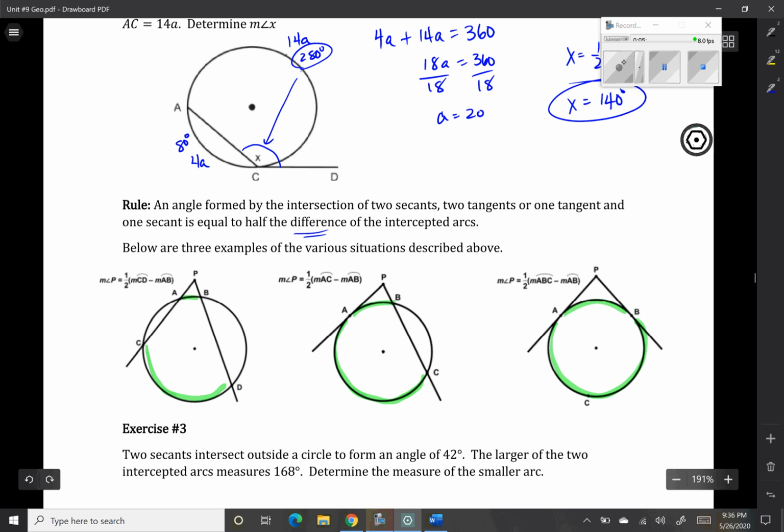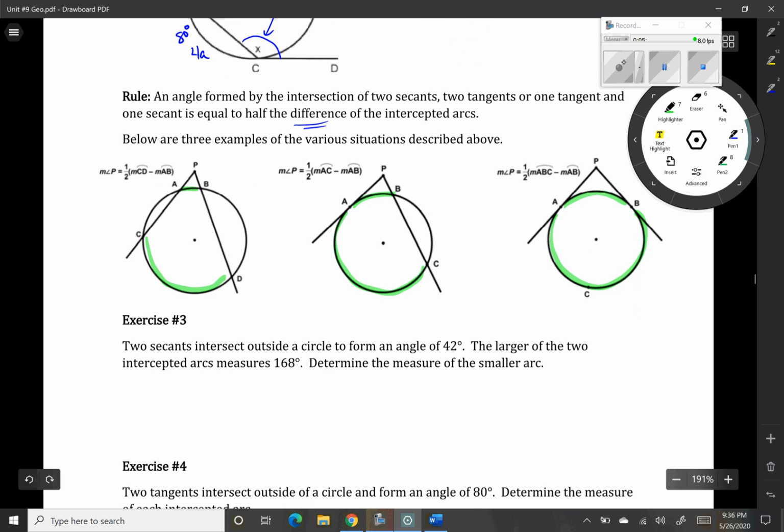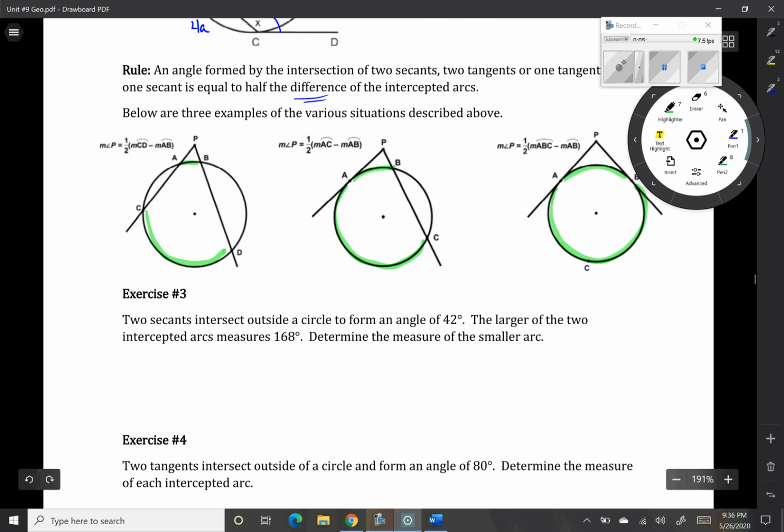I'll try and use highlighters as much as I can to help guide you to what I'm looking at. So it says two secants intersect outside the circle to form an angle of 42 degrees. So what does that picture look like? We have a circle, we have a secant line, we have another secant line, and the angle formed when they intersect is 42 degrees. It says the larger of the two intercepted arcs is 168.